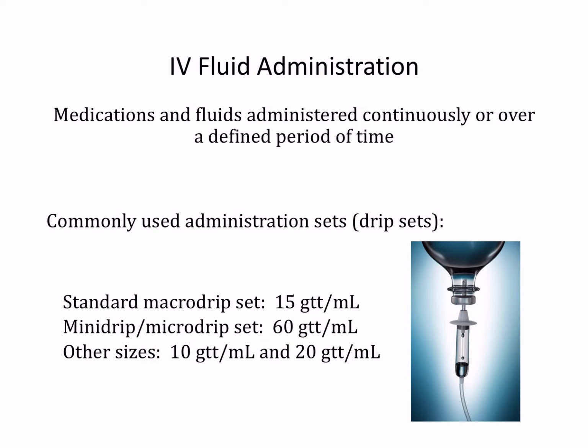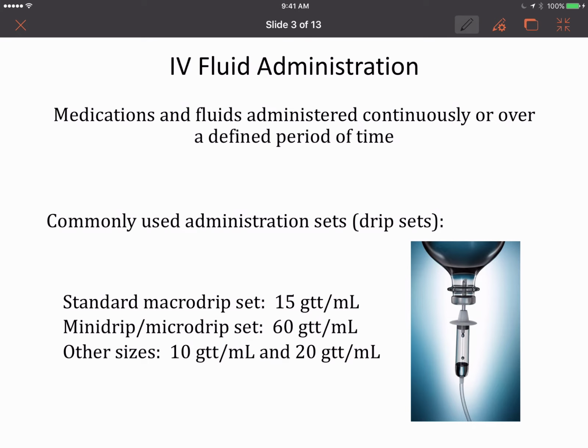So we'll be talking about formulas that we can use to calculate the amount of a medication or the amount of a fluid that's going to be administered either continuously or over a defined period of time. In order to do this, we have a selection of various drip sets that we can use that are calibrated to deliver a precise number of drops per mil.